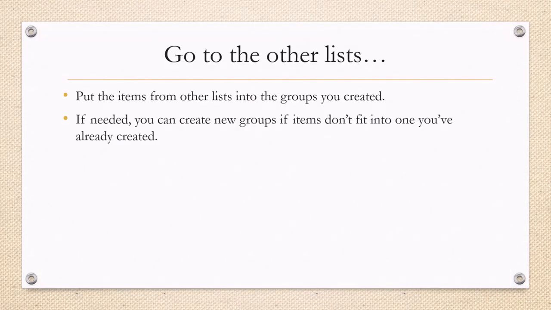Then you're going to need to go back to the other lists. Go through those lists, each item, and see if it can fit into a group that you created already from that first list, in this case, the task list. And again, if needed, you can create new groups if items don't fit into one you've already created.